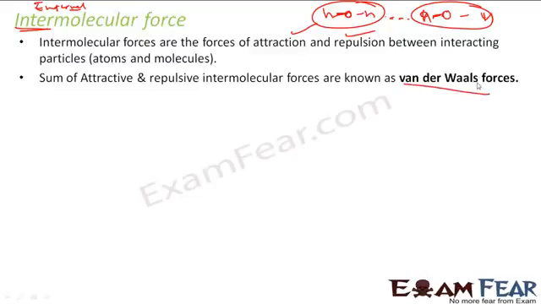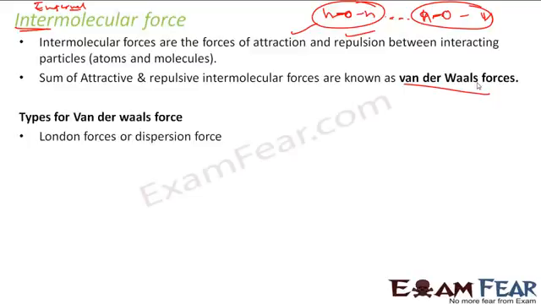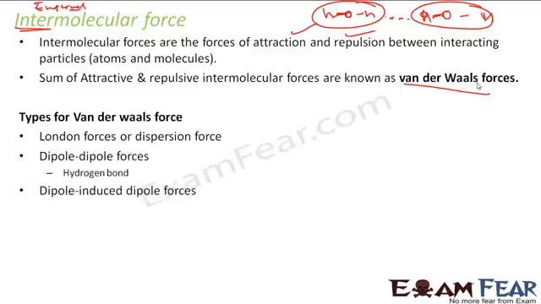The sum of all the attractive and repulsive forces is called van der Waals force. You add and subtract all the forces, and what you get is van der Waals force. There are various types of van der Waals force: London force, also called dispersion force, dipole force, which includes hydrogen bond, and dipole and induced dipole force. We have discussed these things.